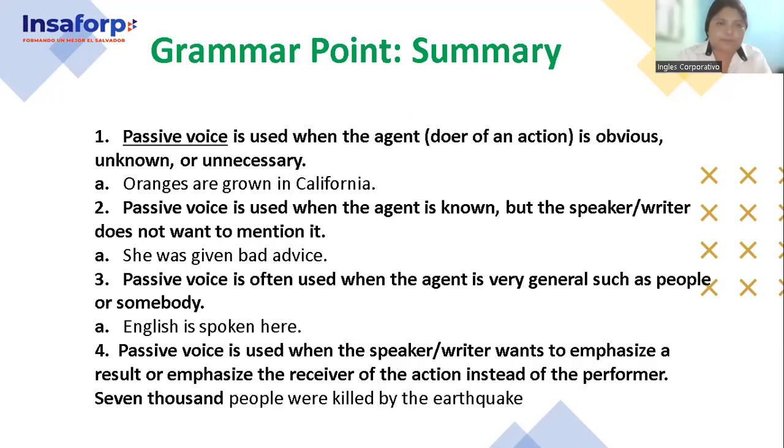Jose, go ahead. Passive voice is used when the writer wants to emphasize a result or emphasize the receiver of the action instead of the performer. Okay. 7,000 people were killed by the earthquake.